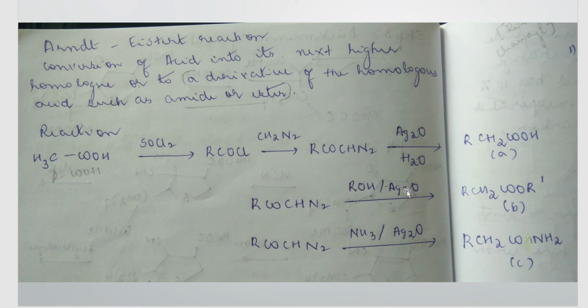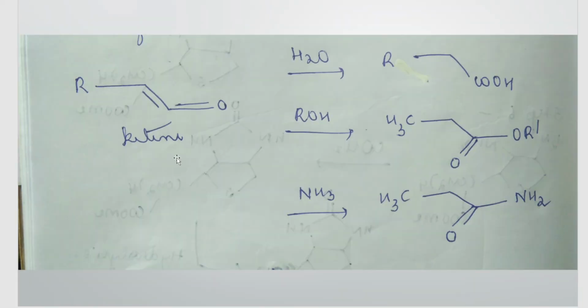And from here there are three possible ways in which the reaction can proceed. That is, the ketene on the treatment with different substrates will lead to different products. So what is that? First, if you treat it with water, what will it give? It will give you a higher carboxylic acid. Meanwhile, if you treat it with an alcohol, what will you get? You will get an ester, or if you treat it with ammonia, you will get an amide.